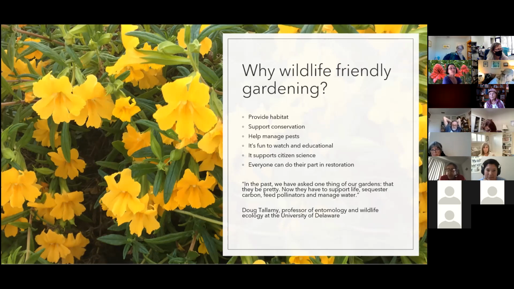in restoration and conservation. And so I have a quote here from Doug Tallamy, who is a professor of entomology and ecology at the University of Delaware, and he's a big promoter of wildlife-friendly gardening and our gardens playing a role in conservation on a larger scale. So he says, in the past, we've only asked that our gardens be pretty, but now we ask a lot more of them. We want them to provide wildlife and habitat, sequester carbon, feed pollinators, and also manage water. So we're now starting to look at our gardens in a much broader scale, not just something pretty to look at or some pretty flowers to have out there.